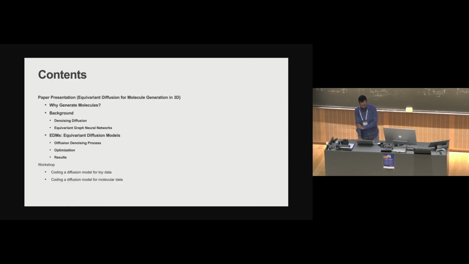And basically, the paper is organized in the following sections. Well, the presentation, I will start introducing a motivation on why to generate molecules, then some background on denoising diffusion and equivariant graph neural networks, and then we will use these two concepts from the background to define how the equivariant diffusion model is defined.